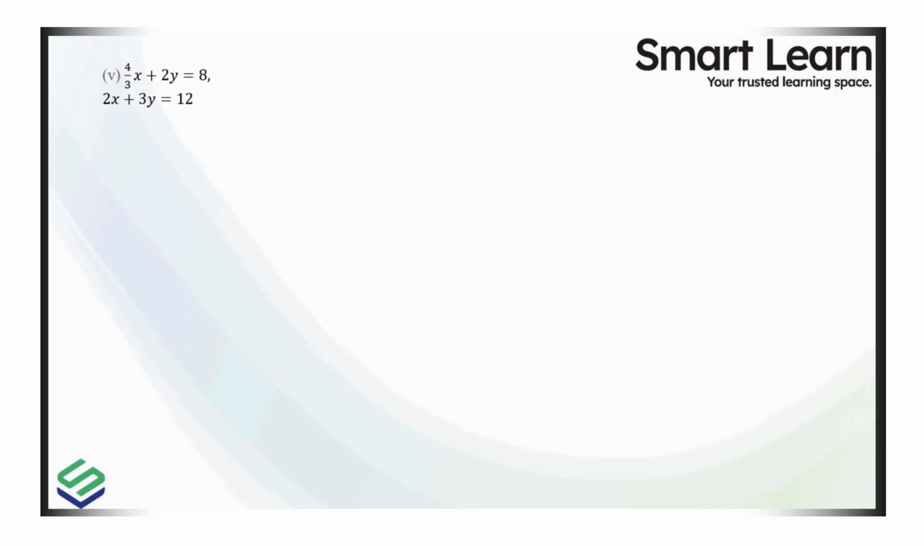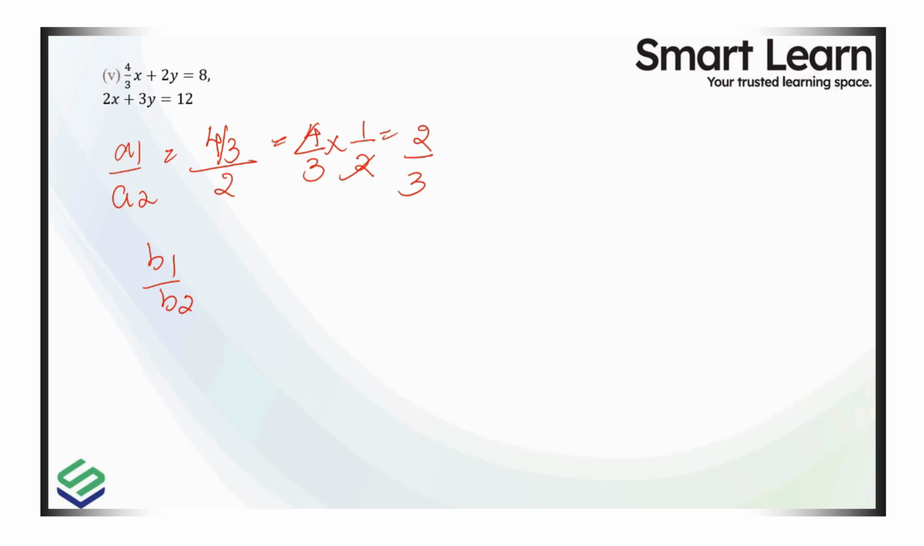One more question we will do. Here a1 by a2 is 4 by 3 divided by 2, that is 4 by 3 into 1 by 2, so the answer is 2 by 3. Then b1 by b2 is also 2 by 3. c1 by c2 is 8 by 12, that is also 2 by 3.